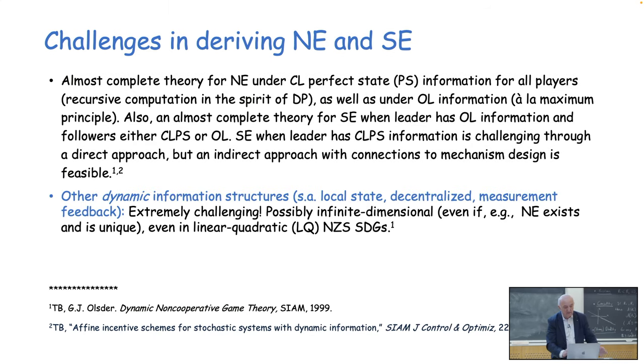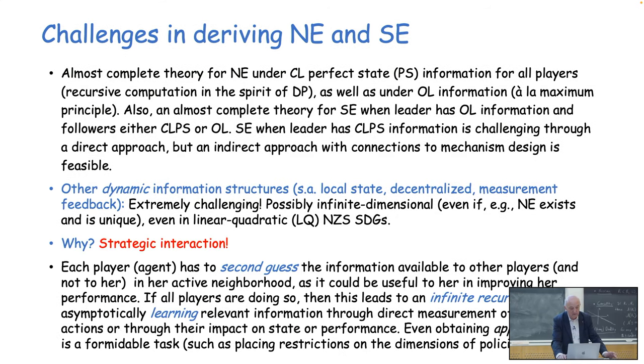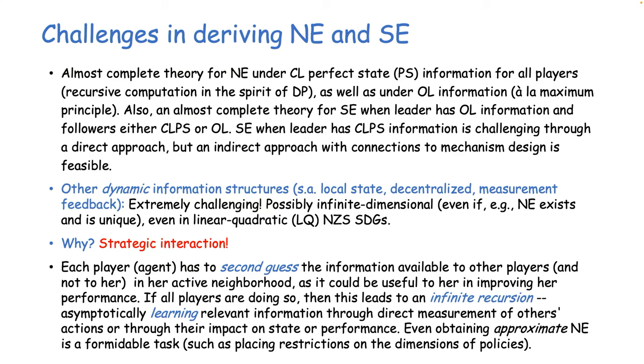And under other types of dynamic information structures, like local state, decentralized, or measurement feedback, these are extremely challenging problems, both Nash equilibria as well as Stackelberg equilibria. And possibly the policies, even if a Nash equilibrium exists, are infinite dimensional. And even in linear quadratic games, that's the case, with asymmetric information or unknown information. Now, why is this the case? So here we are in the third bullet, because of strategic interactions.